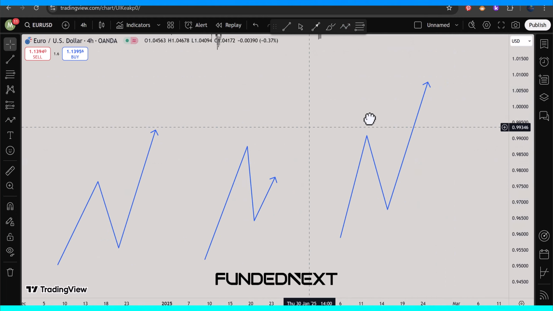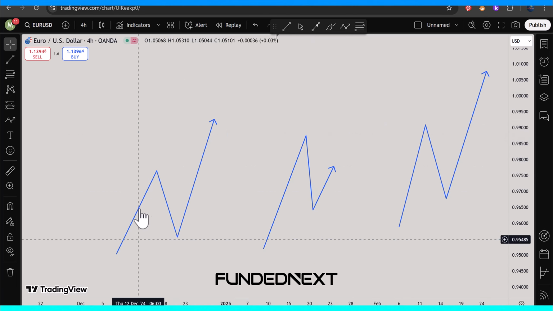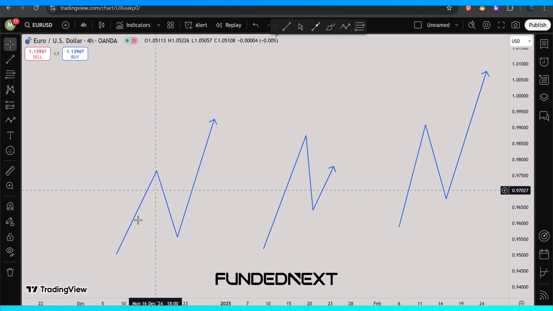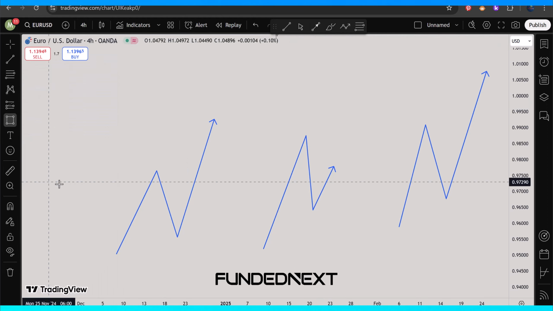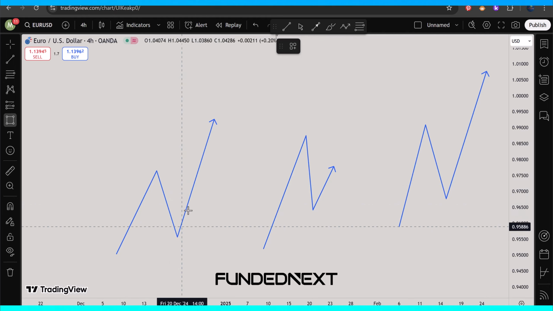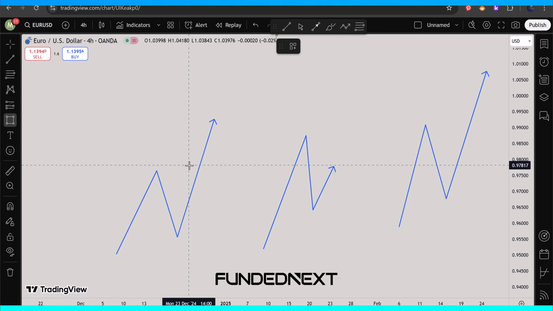So these lines that you're seeing on your screen right now are depicting the movement of price on your chart. So what you want to be doing at this particular zone is to be marking the zone that gives birth to the aggressive move that you want to catch on the next trade.